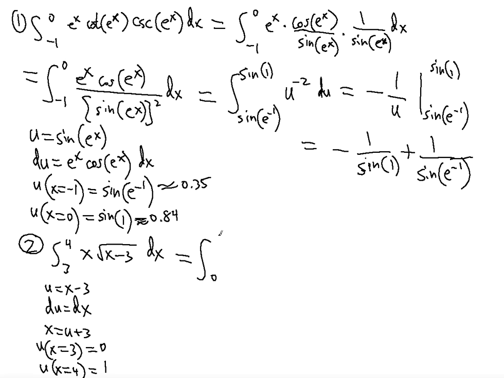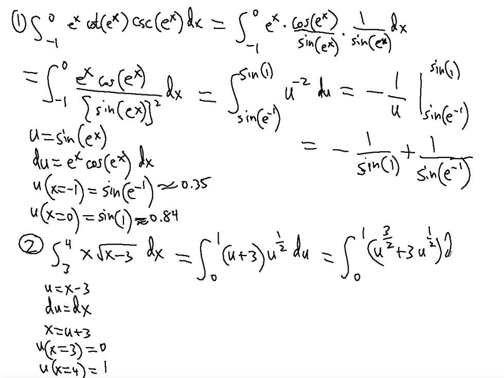So it's going to be from 0 to 1, u plus 3 times u to the 1/2 du. Now it's going to be u to the 3 over 2 plus 3 u to the 1/2 du. So that's going to be 2/5 u to the 5 over 2 from 0 to 1 plus 3 multiplied by, so dividing by 3 over 2 gives us 2 over 3 as the coefficient, u to the 3 over 2 from 0 to 1.